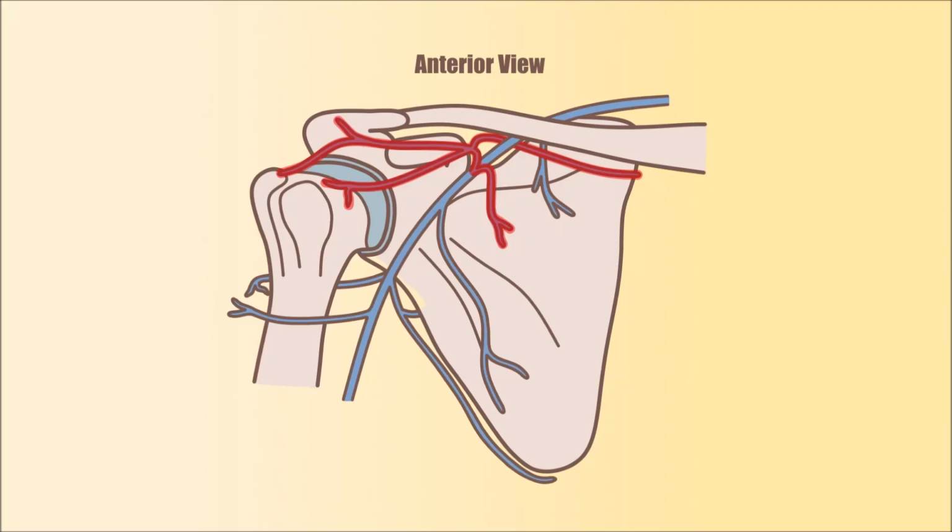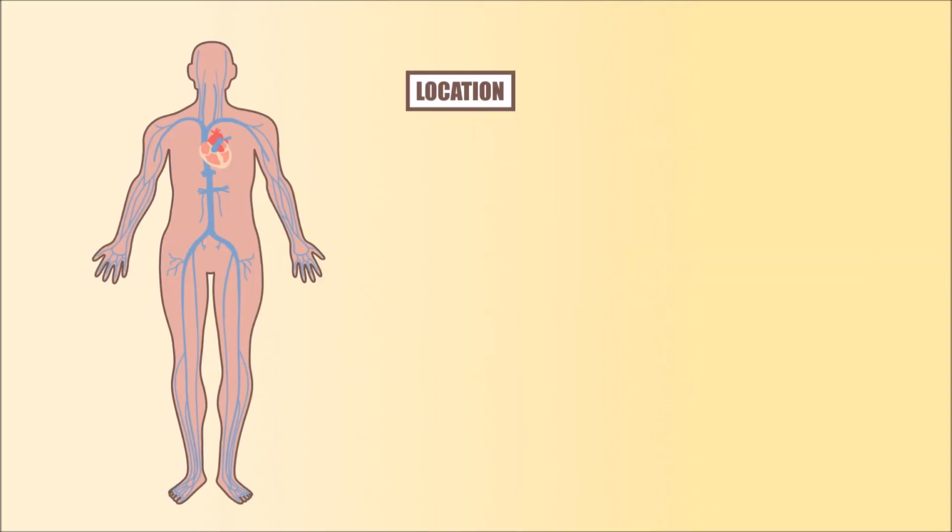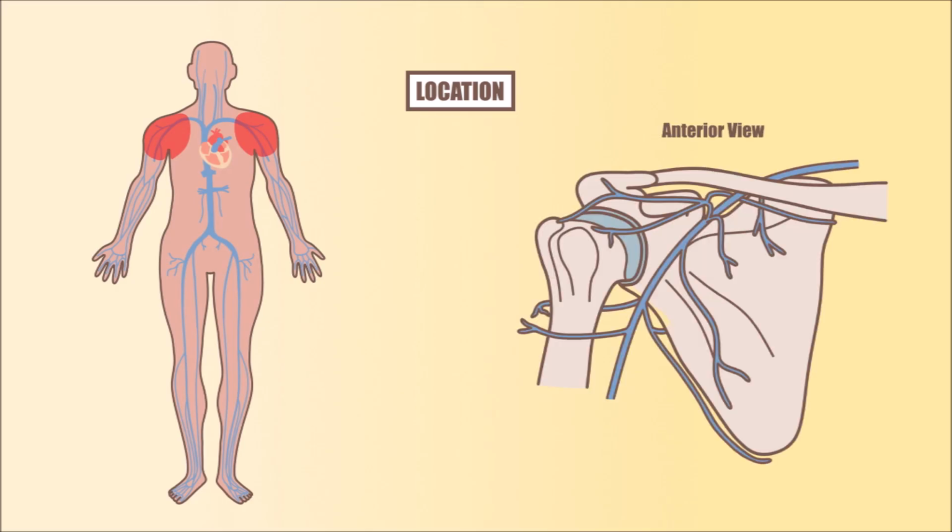In this video, we're going to go over the structure and function of the thoracoacromial vein. Firstly, where is this vein located? The thoracoacromial vein is located in each of the shoulder regions. If we take a closer look at the veins on the anterior view of the right shoulder, we can see the thoracoacromial vein highlighted in red.